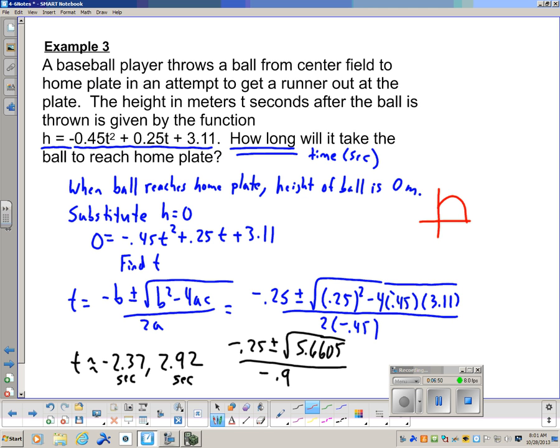So obviously we need positive time here because we're over here in quadrant 1. So it hits over here at 2.92, and going backwards in time, this is negative 2.37. Obviously you can't have negative time here, so we're going to ignore this one, and we're going to take the positive value because we need positive time.